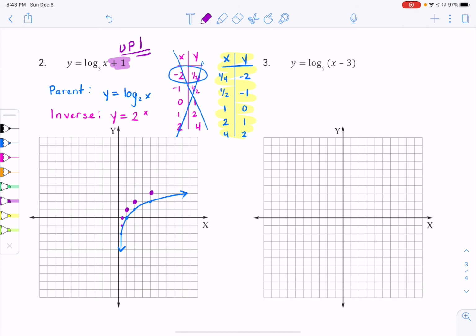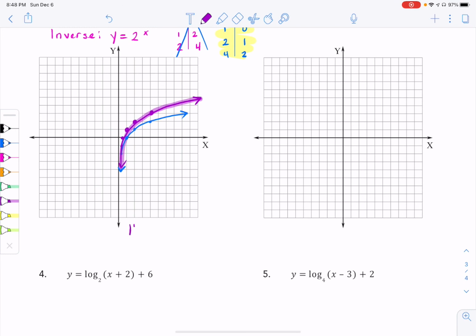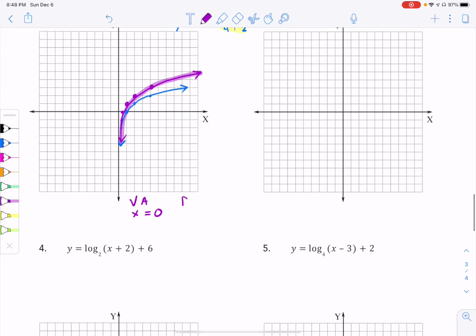Shifting this graph up 1 unit does not change the horizontal asymptote. The horizontal asymptote is still going to be located at x equals 0. Oh, and I said that backwards too. It's actually the vertical asymptote. It's still at x equals 0. I just gave it the wrong name. Vertical asymptote is at x equals 0. The domain is from 0 to positive infinity, and the range is from negative infinity to positive infinity.